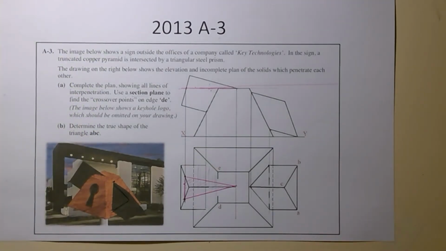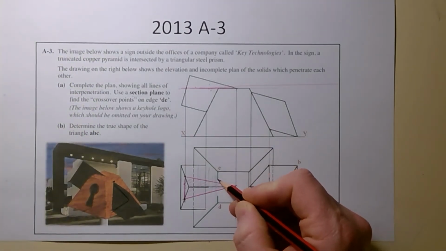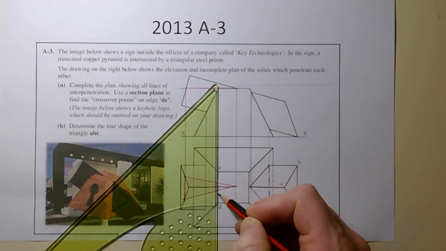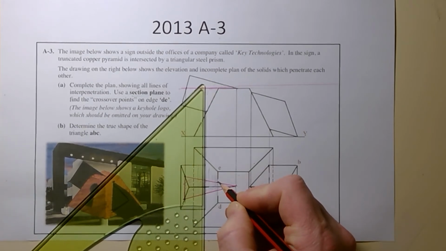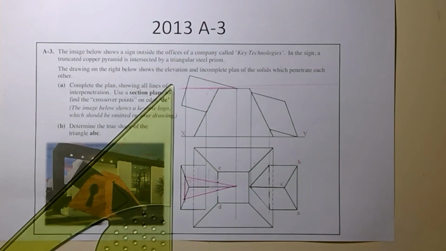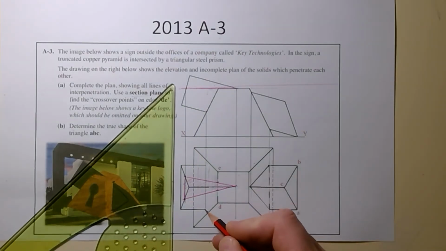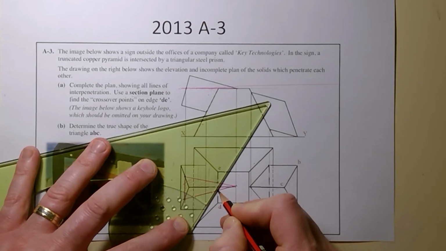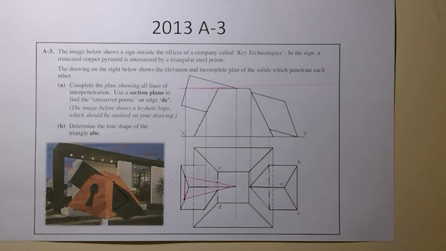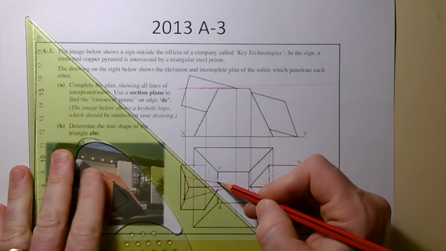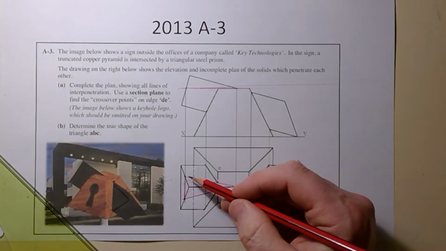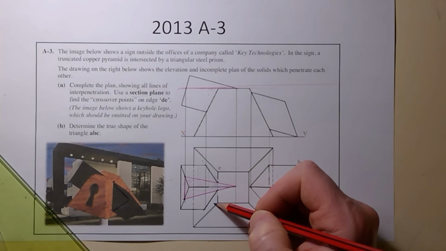Now, where does that cross the edge D and E? Obviously here, and it'll cross here. So just extend edge D and E. So we have it here, and we also have our point here. Okay, so to finish off that drawing, I need to join this up to that. Okay, and we do the same at the other side. So that's the line that the triangular prism makes on that face of the copper pyramid.